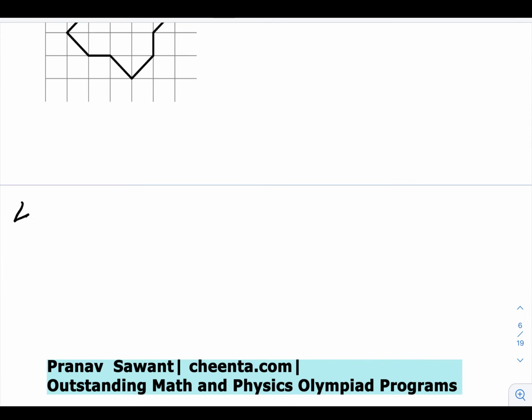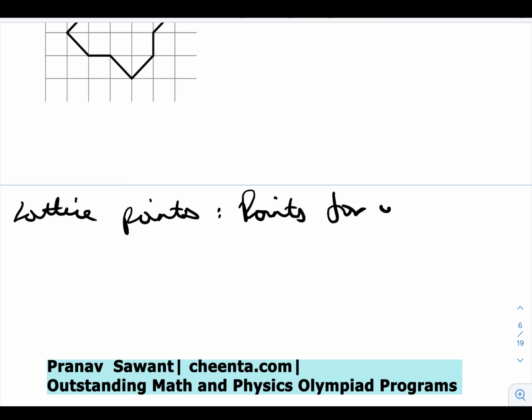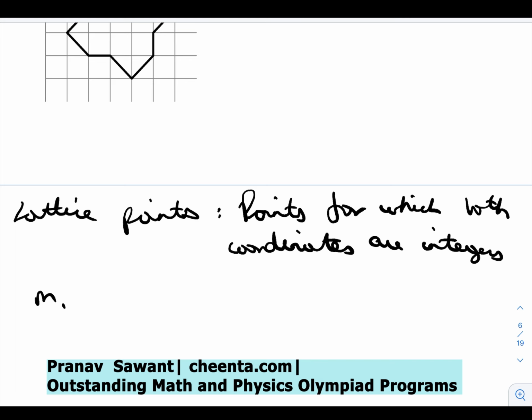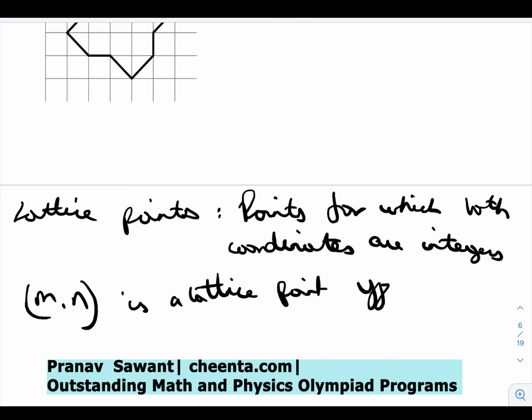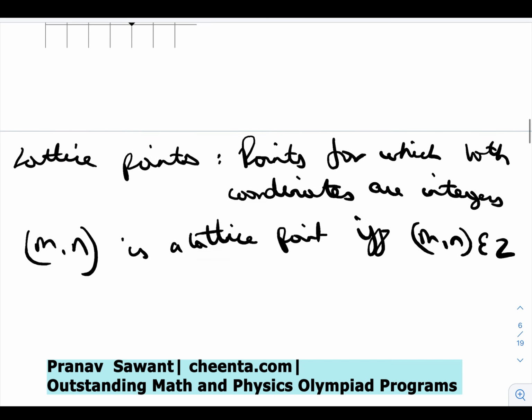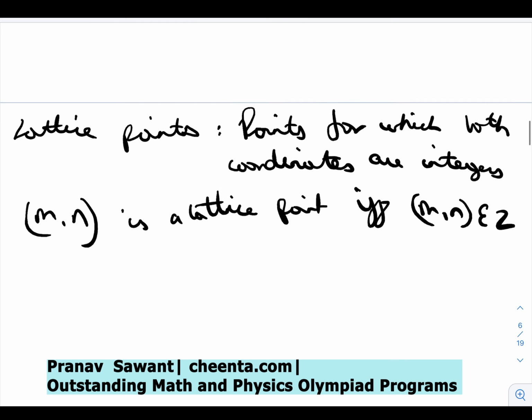So what are lattice points? A lattice point is a point for which both coordinates are integers. What that means is a point (m, n) is a lattice point if and only if m, n belong to the integers. So both of them are integral. So (m, n) is a lattice point if and only if both m and n are integers. So for example, (3, -2) is a lattice point.